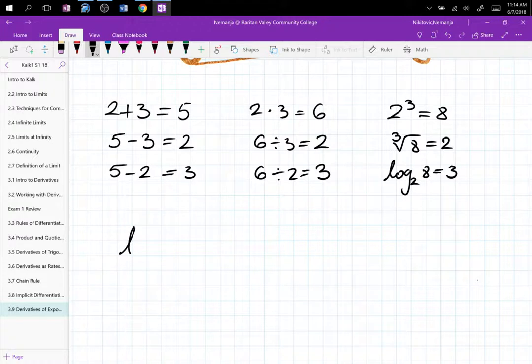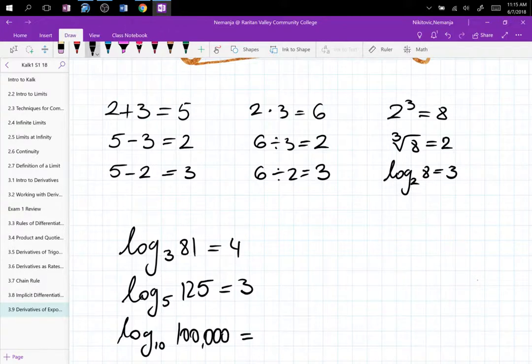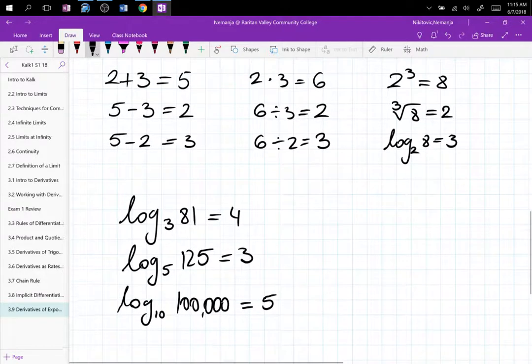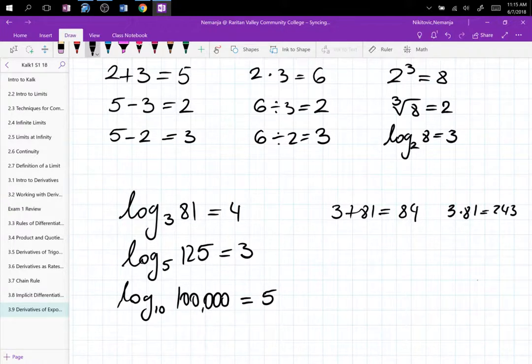So I can combine log 3 and 81 and get 4 on the other end. I can combine log 5 and 125 and get 3, right? I can go log 10 of 100,000, right, and get 5 on the other side. So logs just compute numbers. So we know that 3 plus 81 is equal to 84. We know that 3 times 81 is 243, right?